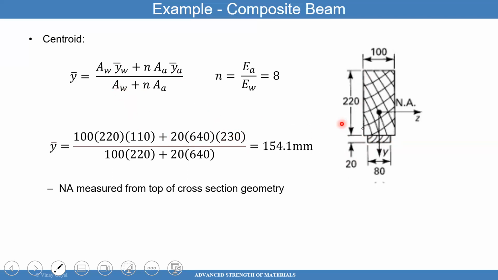The area for the wood section here is 100 times 220. And then I have the area times n. N is 8 times 20. So 8 times this width 80 is 640 times 20, which is its height. So that's what you get by multiplying that. So y bar is 154.1. And so that's from the top cross section, you know exactly where the neutral axis is.